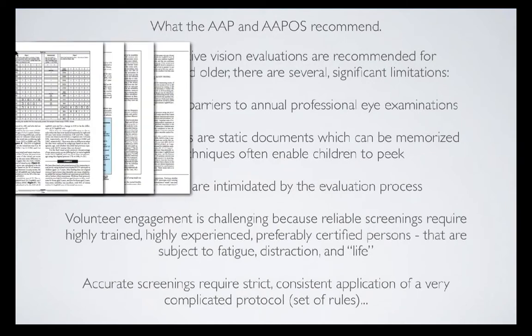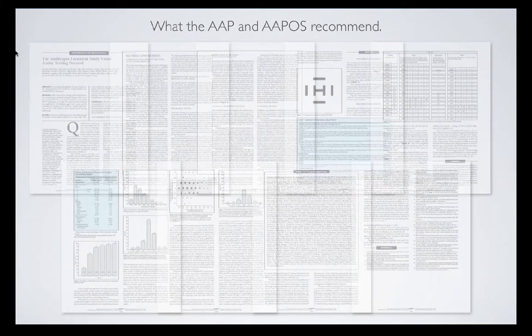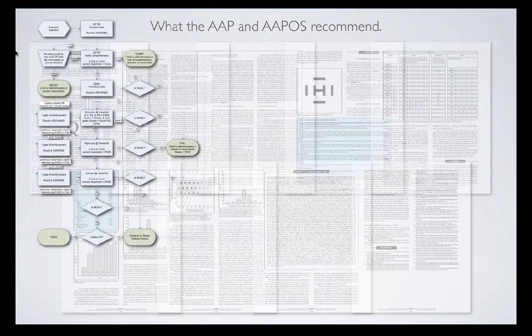And these rules, I'm sure you're all familiar. For example, this is the amblyopia treatment study protocol. It's a very complicated protocol that needs to be committed to memory. And then, of course, if you do that just for visual acuity, it looks something like this.